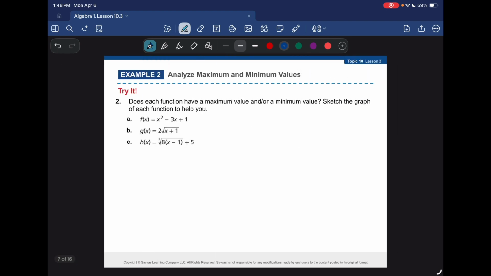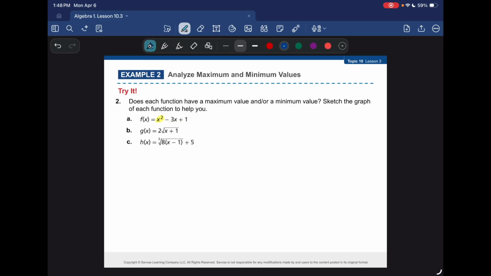Example 2, try it. Does each function have a maximum or a minimum? And then do a rough sketch of what the function would be if it will help. So let's just take a look at the type of function it is and imagine what the graph would look like. For letter A, I have an x squared term.